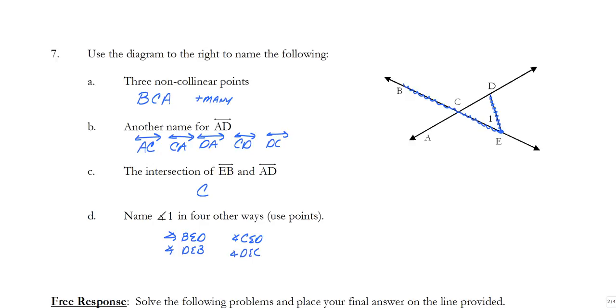Now, if you look at angle 1, E is the vertex. I want you to look at my 4 names. E is the second letter all 4 ways. Your vertex must always be the second letter. So you had BED or DEB or CED and DEC. Because if you were to trace those 3 in that order, you would have angle 1.